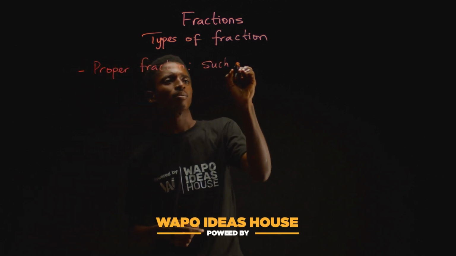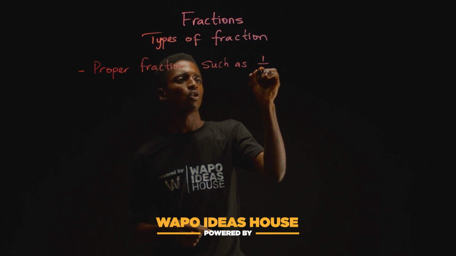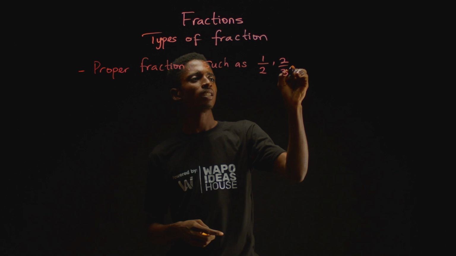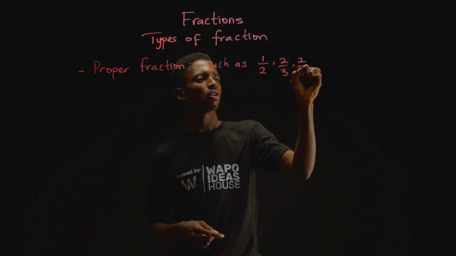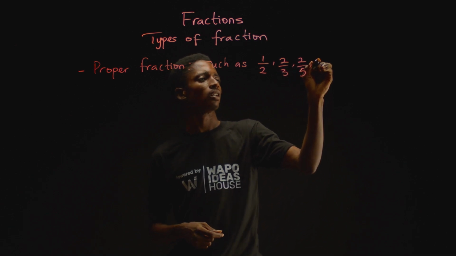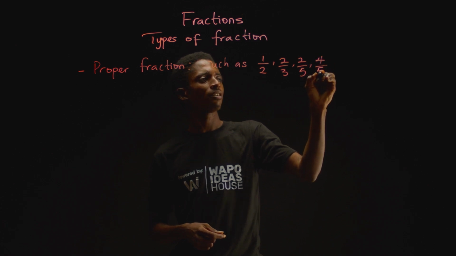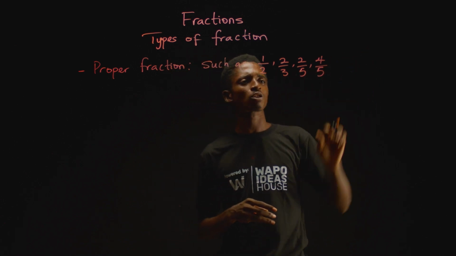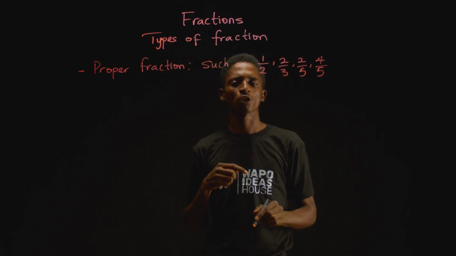such as 1/2, 2/3, 2/5, 4/5, and so on. What do we observe from this set of examples I've given for proper fraction?